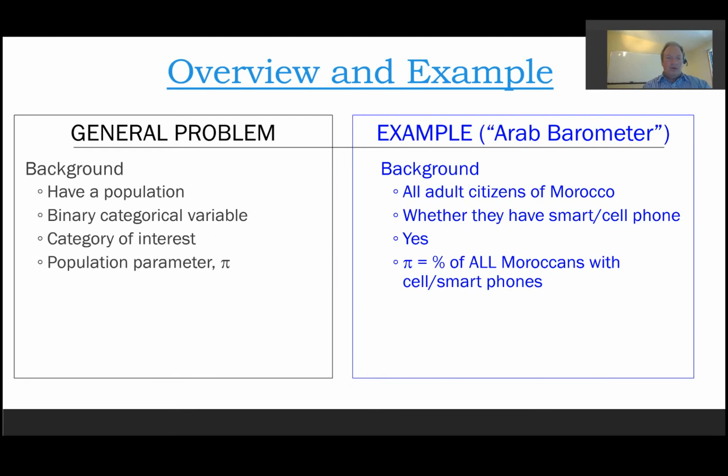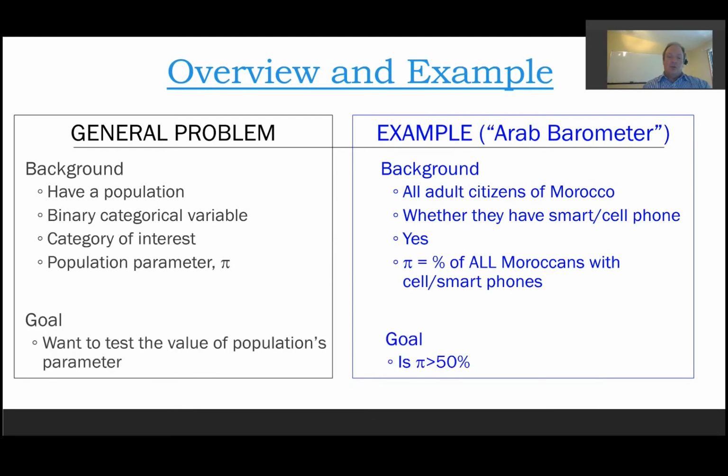And so what you did here was you made a guess as to what the parameter value was in the discussion board. And so I might go ahead and guess that maybe 50% of the population has cell phones. And in a hypothesis test, what we're going to do is take that hypothesis or educated guess and test it. So I can test whether or not more than 50% of the population of Morocco has a smartphone or cell phone. And that's actually what you did.